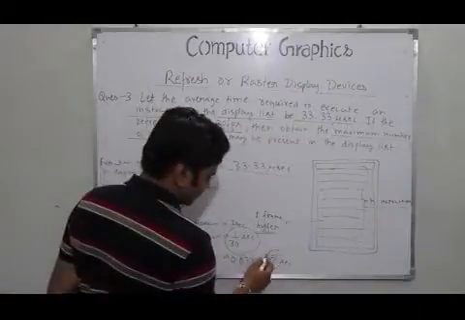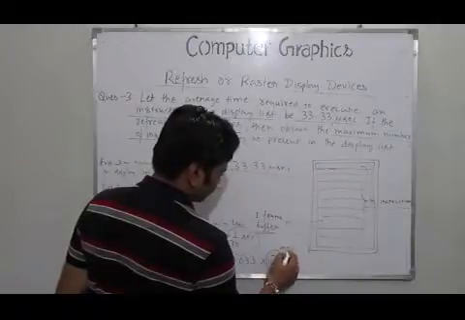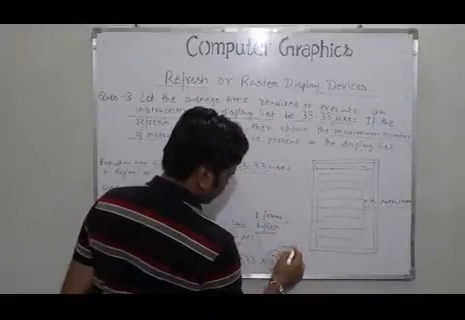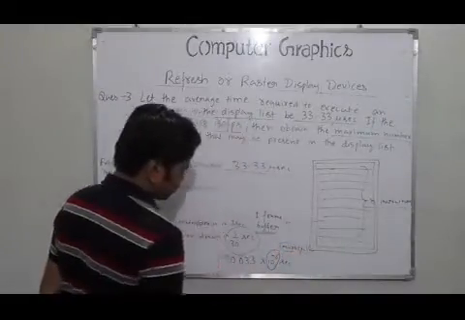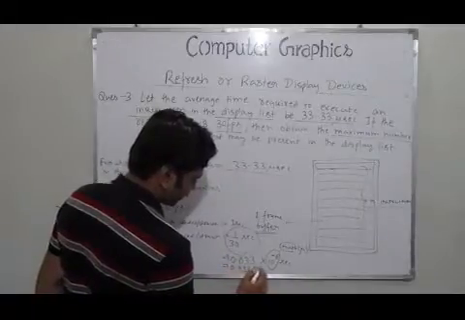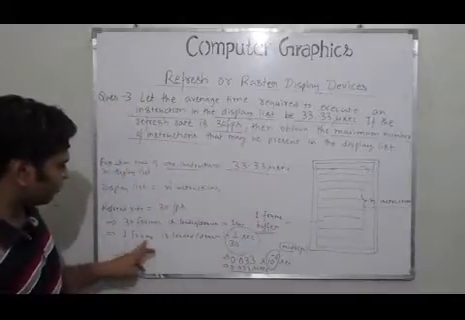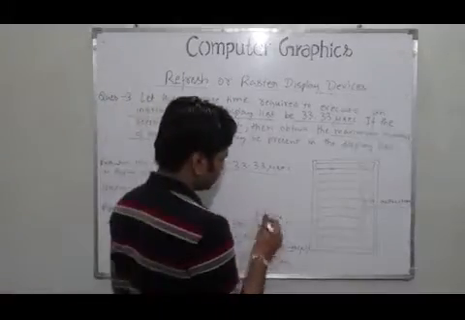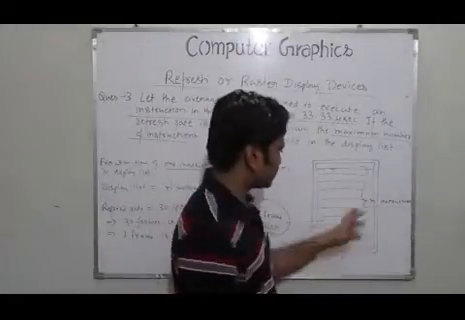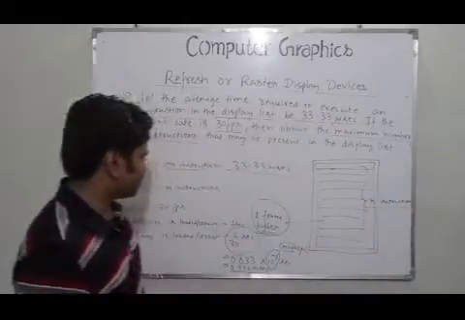As we know, 10 raised to power minus 6 represents micro, which is represented by mu. So we can say that 0.033 microseconds would be required to display or draw one frame. And one frame buffer, this entire one frame buffer, consists of n instructions.